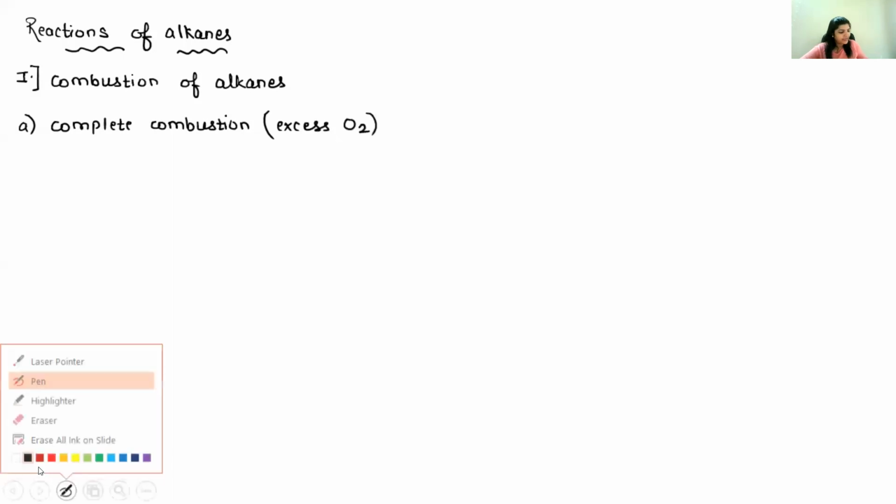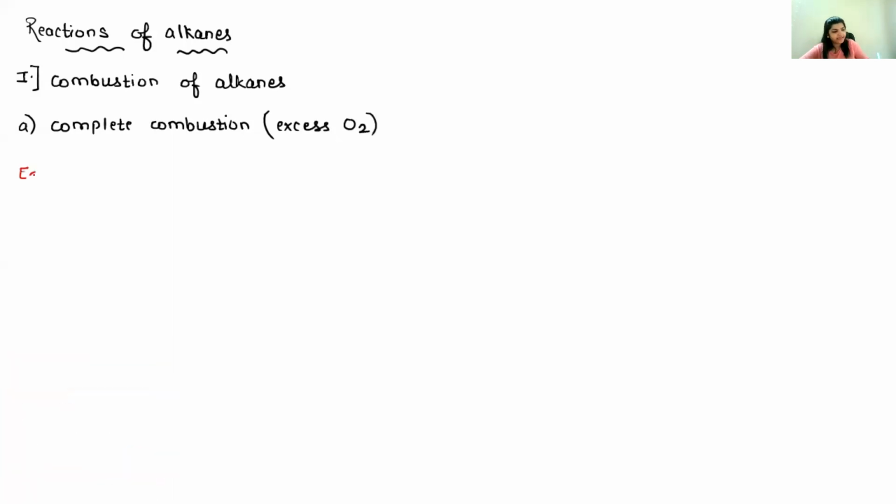Example, let's say I have methane, CH4 plus O2. Whenever it's a complete combustion, remember the product will always be carbon dioxide and H2O. So CH4 plus O2 gives CO2 plus H2O. That's my complete combustion reaction. And definitely we need to balance it.